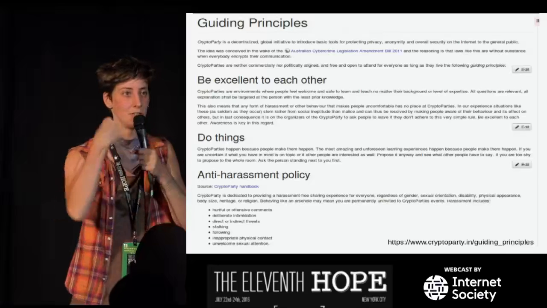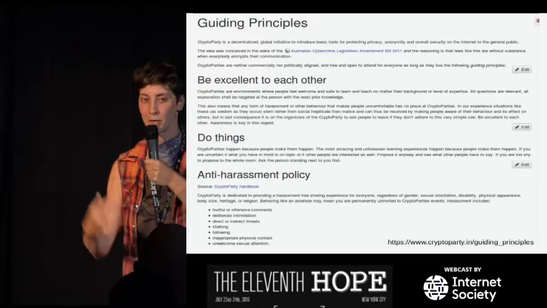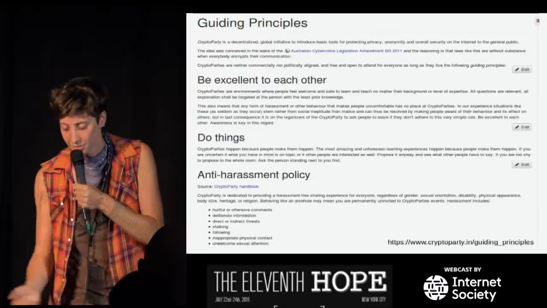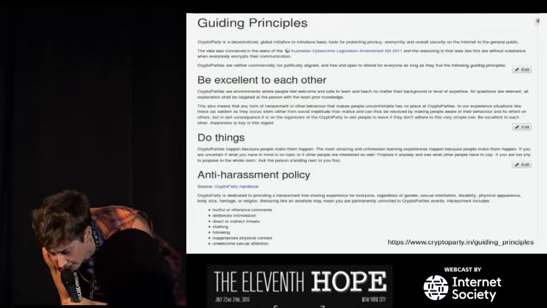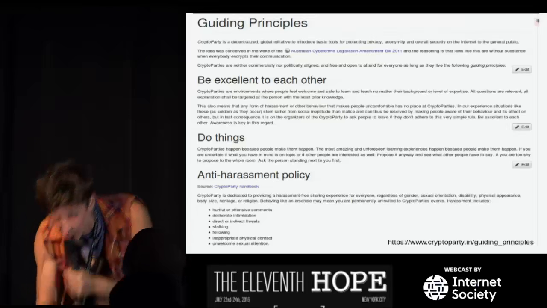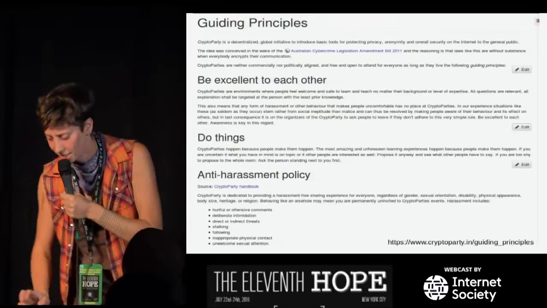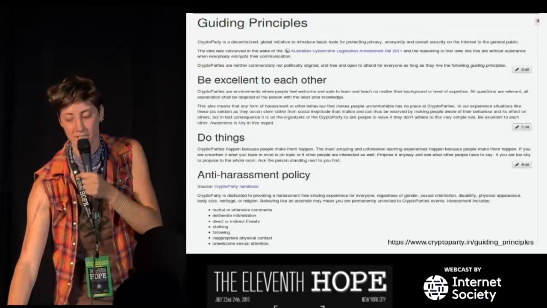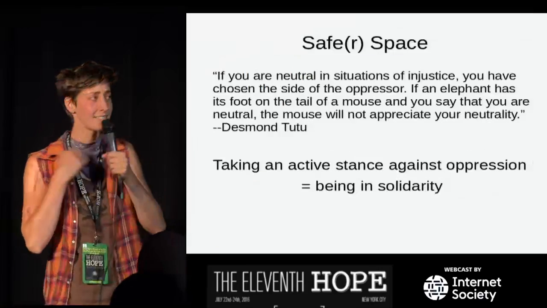The main thing is doing the stuff and empowering people with their computers, being excellent to each other. There's also an anti-harassment policy, which is no hurtful or offensive things, no stalking, following, just general, don't do the non-excellent things. And crypto parties are also a safer space.